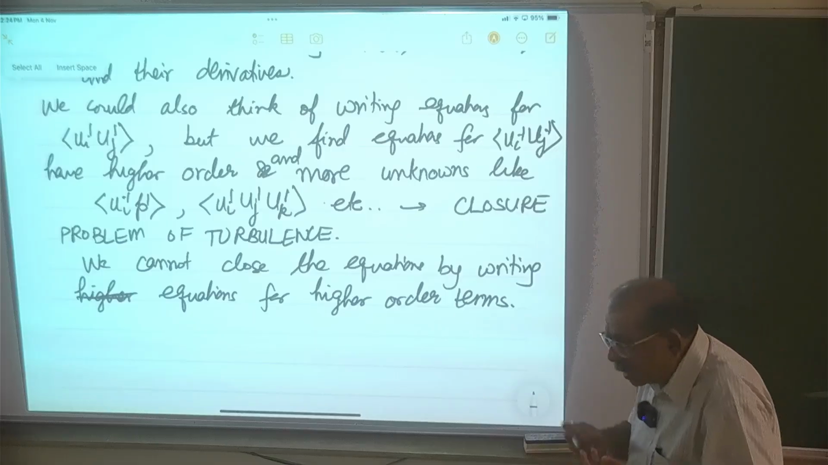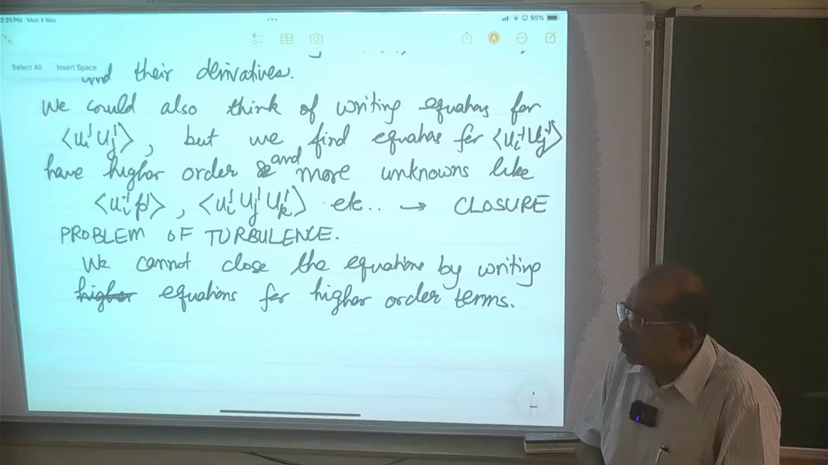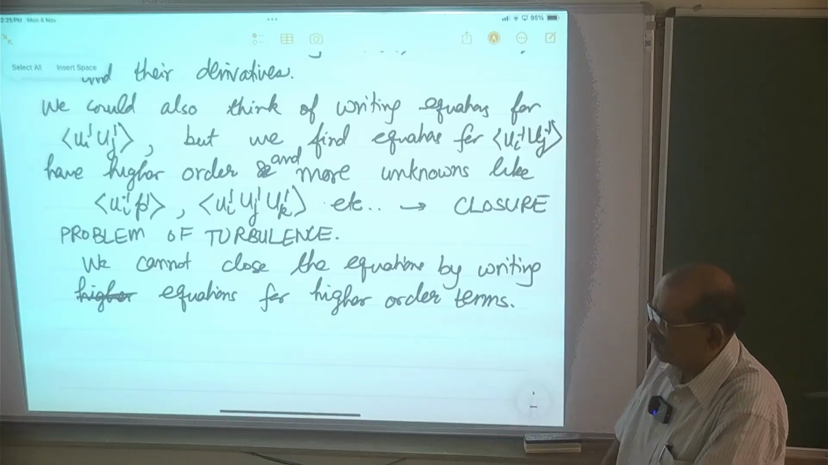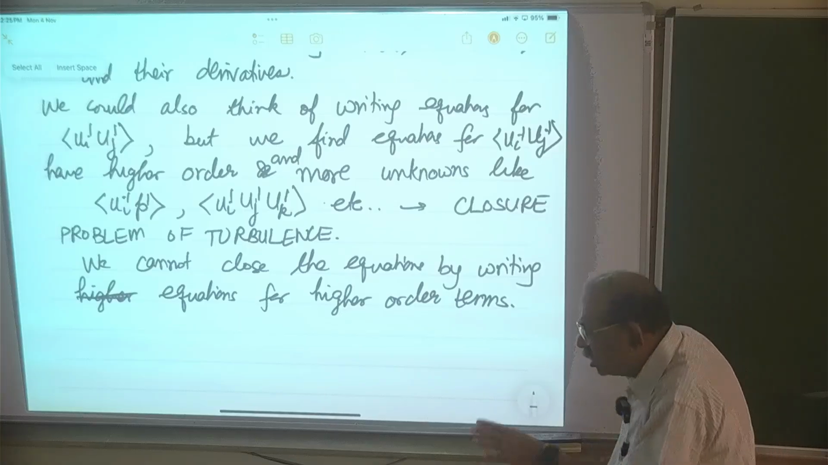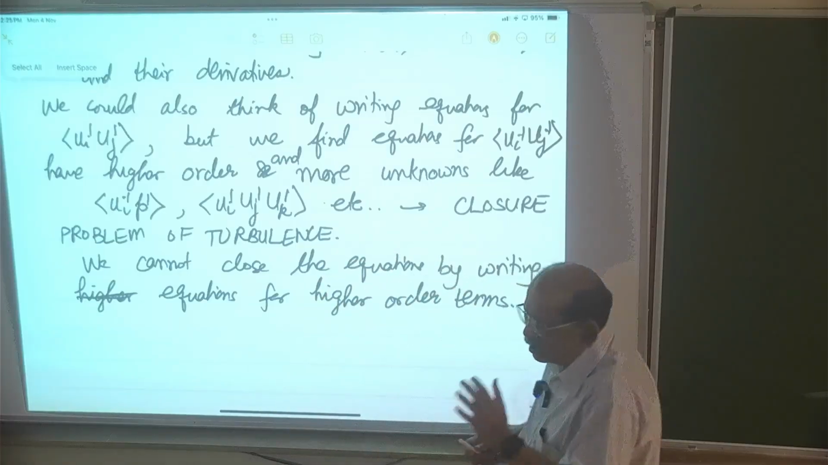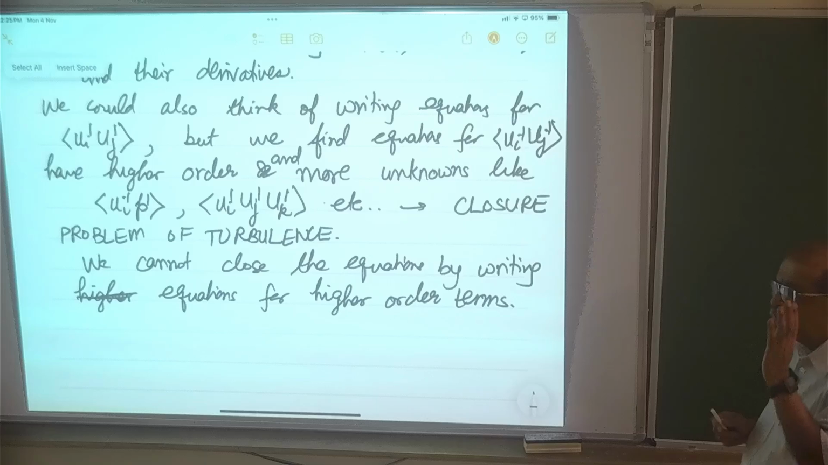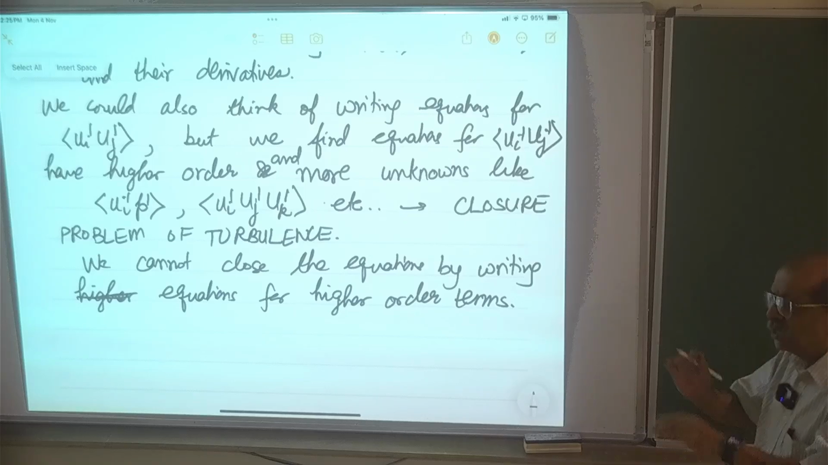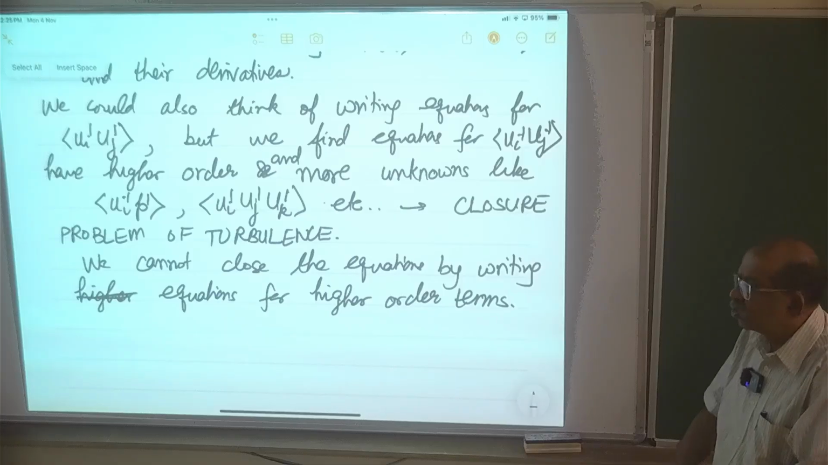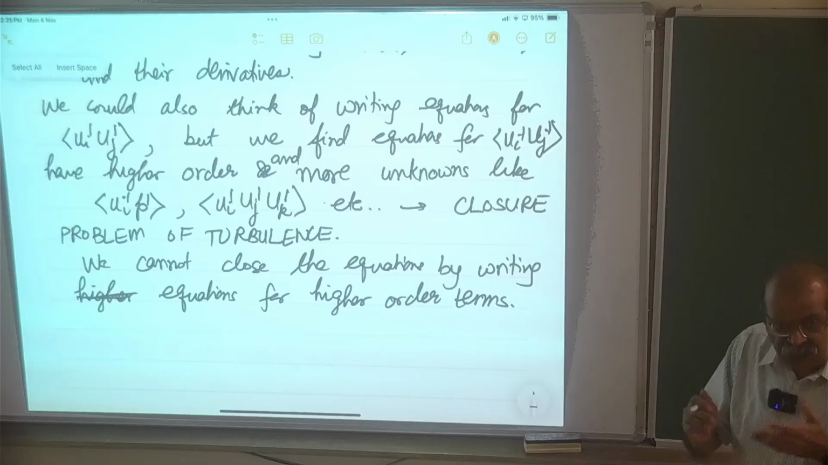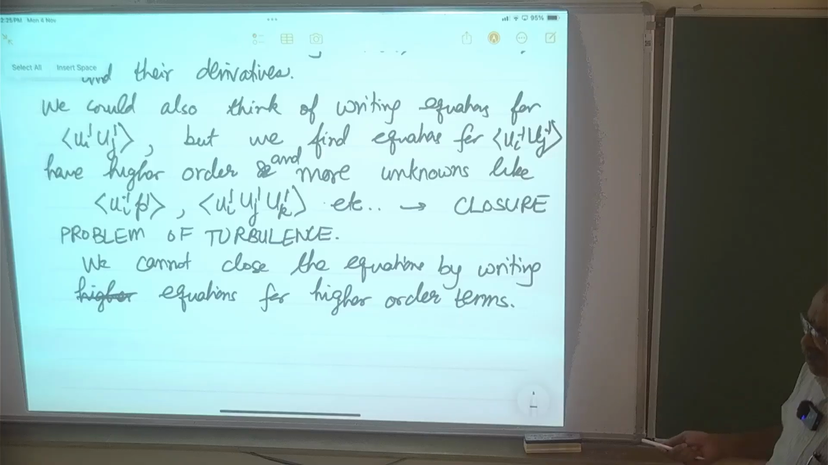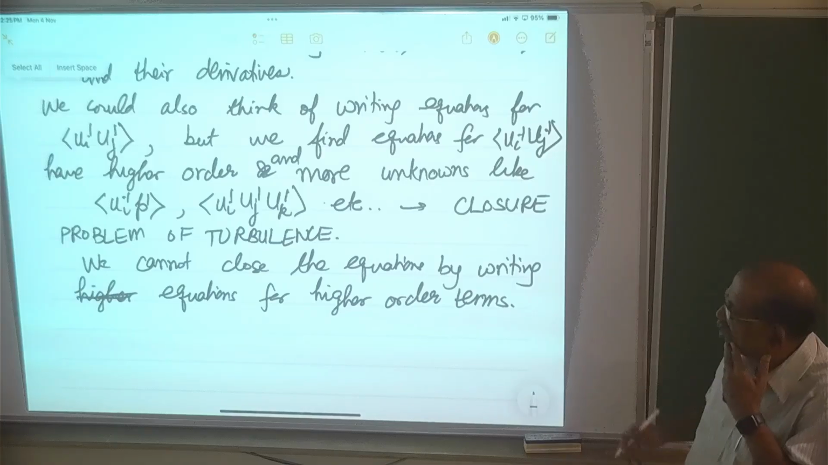And the remedy, or how do we attempt the closure problem? By trying to write modeling approximations, or turbulence modeling, and that is if you are not solving the full equations. Once again I emphasize, the equations for instantaneous u and p are closed. It is not that they are unclosed, but we cannot solve those equations even numerically. So that is why we have to go for this.